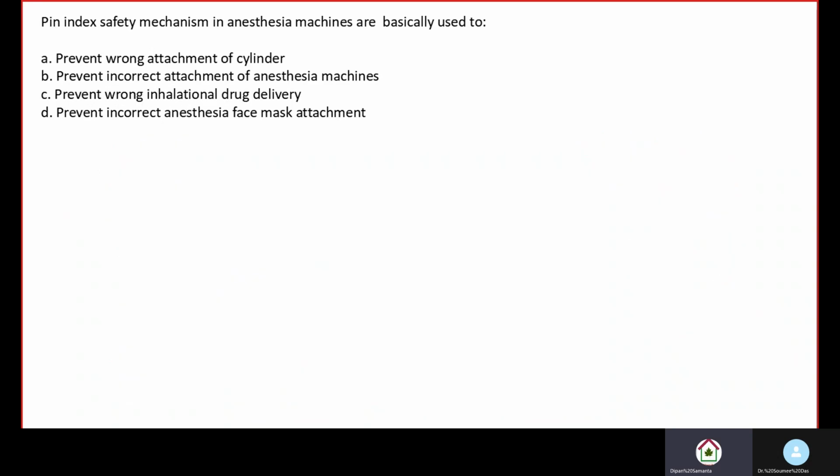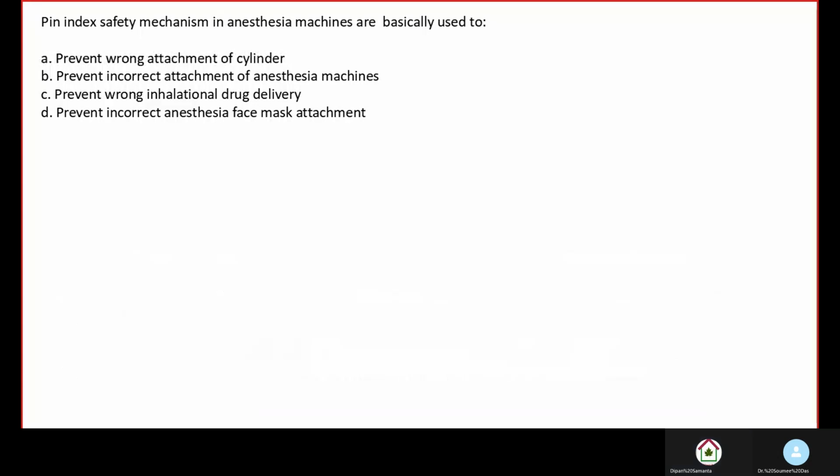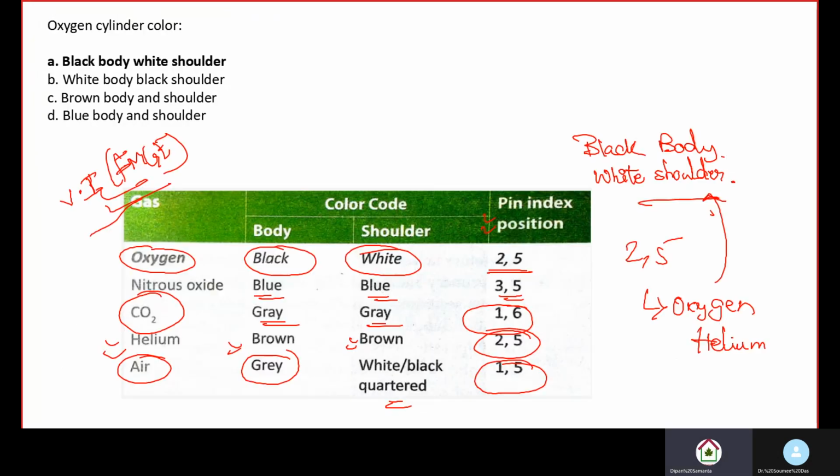Okay, next, pin index safety mechanism in anesthesia machines is basically used to prevent wrong attachment of the cylinder, incorrect attachment of the anesthesia machines, wrong inhalation drug delivery, or incorrect anesthesia face mask attachment. And the answer will be wrong attachment of the cylinder. So pin index is used to prevent wrong attachment of the cylinder.